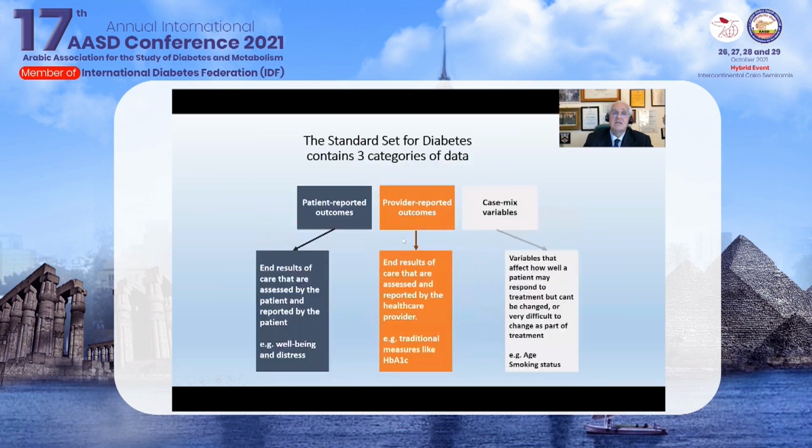The standard set for diabetes contains 3 categories of data. Patient-reported outcomes and results of care are assessed and reported by the patient, as an example, well-being and stress. Provider-reported outcomes and results of care are assessed and reported by the healthcare provider, as an example, traditional measures like glycated hemoglobin. Case-mix variables are variables that affect how well a patient may respond to treatment, but cannot be changed or are very difficult to change as part of the treatment. For sure, age cannot be changed, and smoking status is very difficult to change.